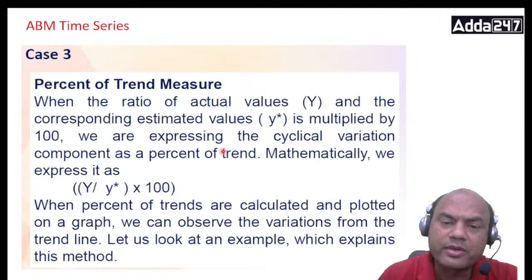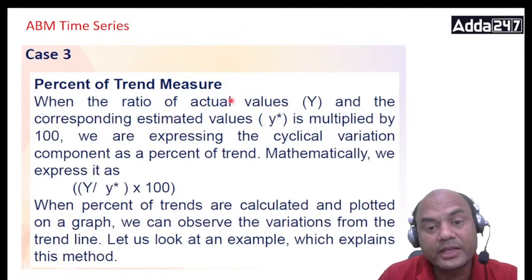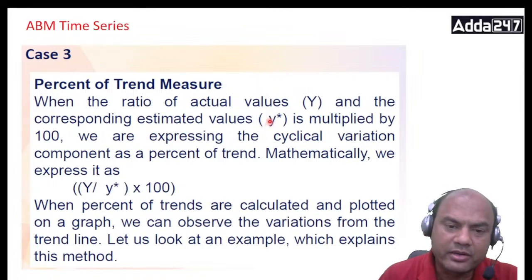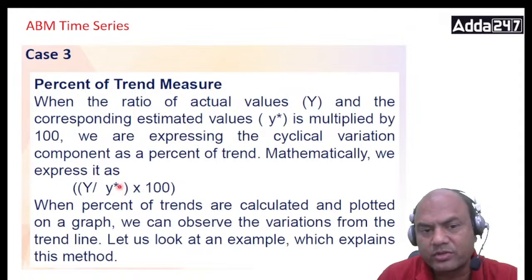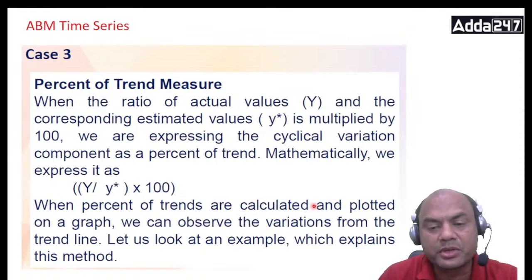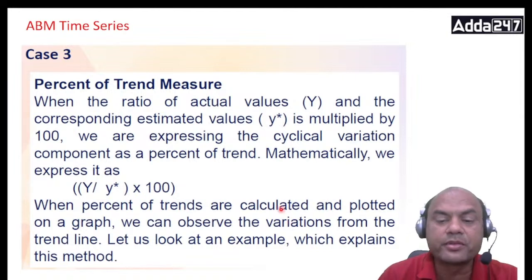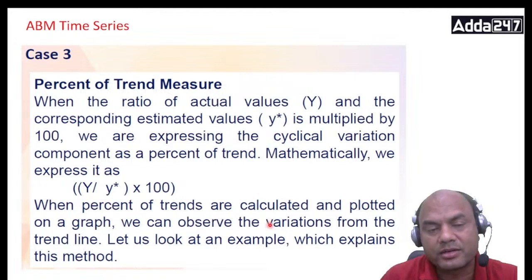So what is percent of trend? Actual y upon estimated y. Okay. So y upon y star, I have written this as y star. So y upon y star into 100. When the percent of trend is calculated and plotted on the graph, we can observe the variations from the trend line. How does the variation occur?